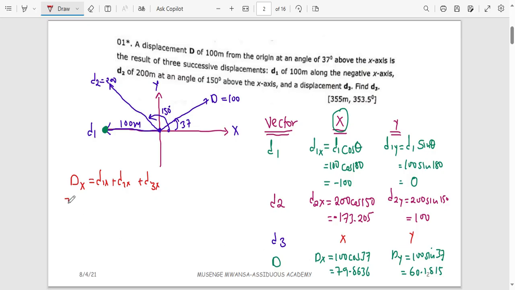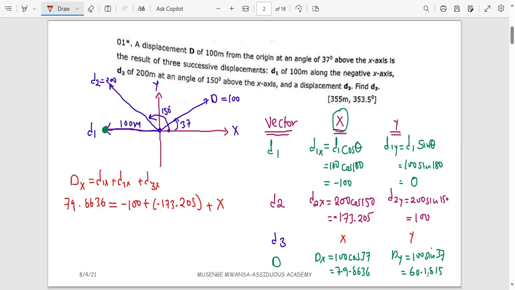It is 79.8636. That's dx, the x component of the resultant. This should be equal to d1x, that's negative 100. D2x, that is negative 173.205. D3x, we said that is x. That's what we are trying to look for. So what are we going to do in this case? We are now going to add these.